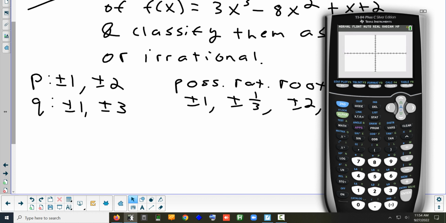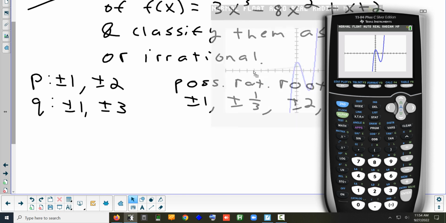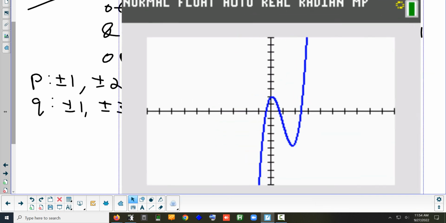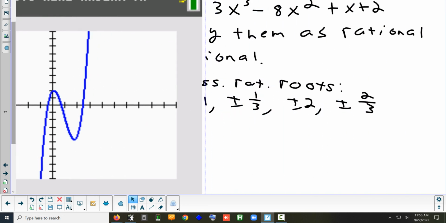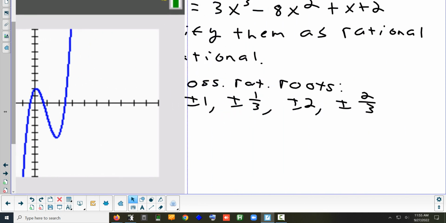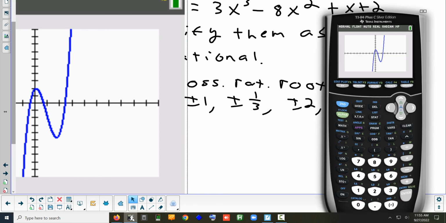I could zoom in a little. I don't think I'll need to unless it's between 1/3 and 2/3. That could be hard to see. Yeah, maybe not. Okay, so out of those possibilities, which ones look reasonable? -1/3, positive 2/3. All right, let's try positive 2/3.